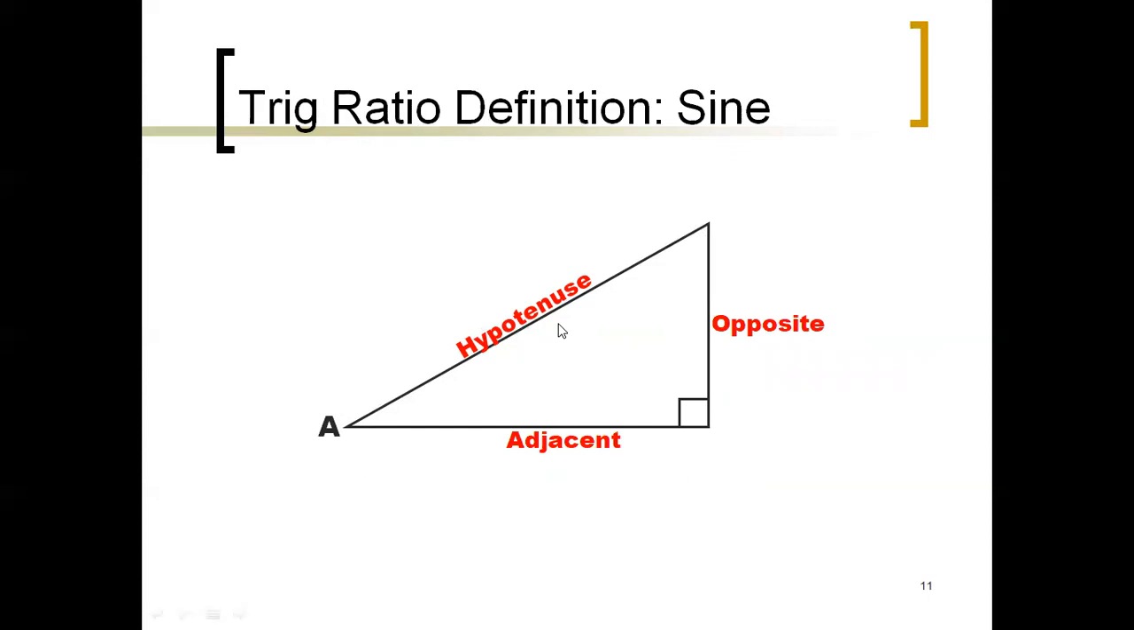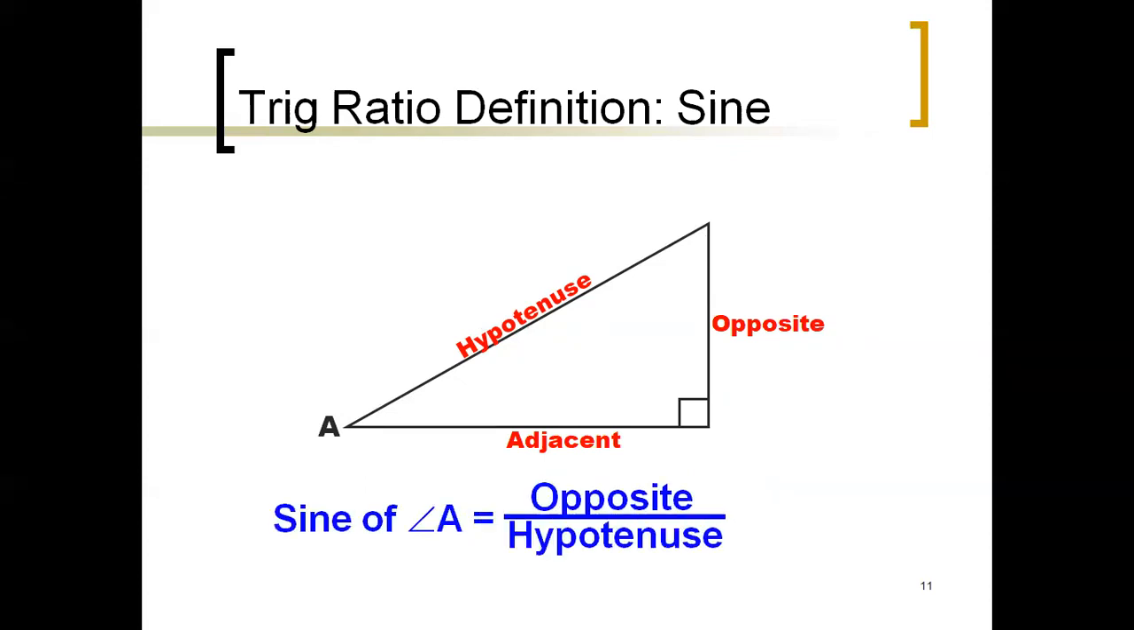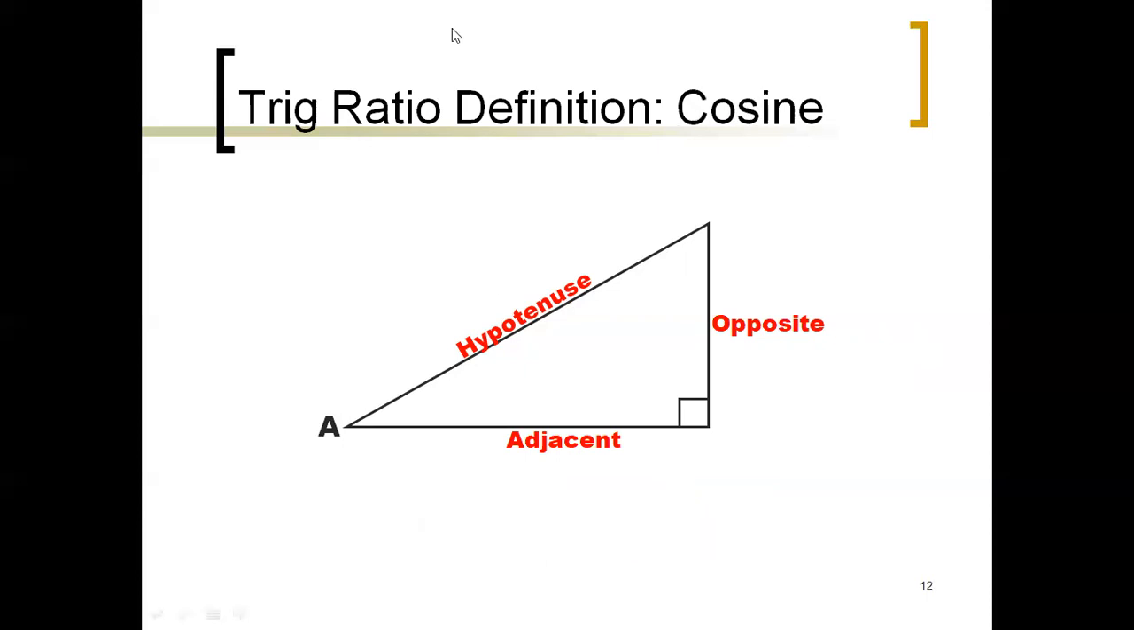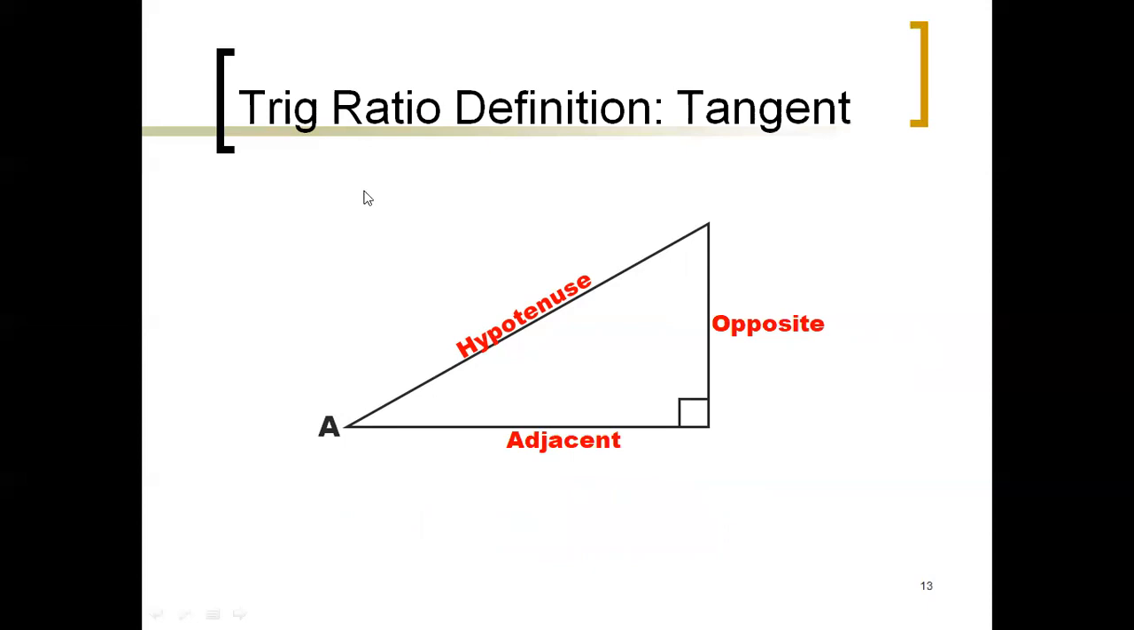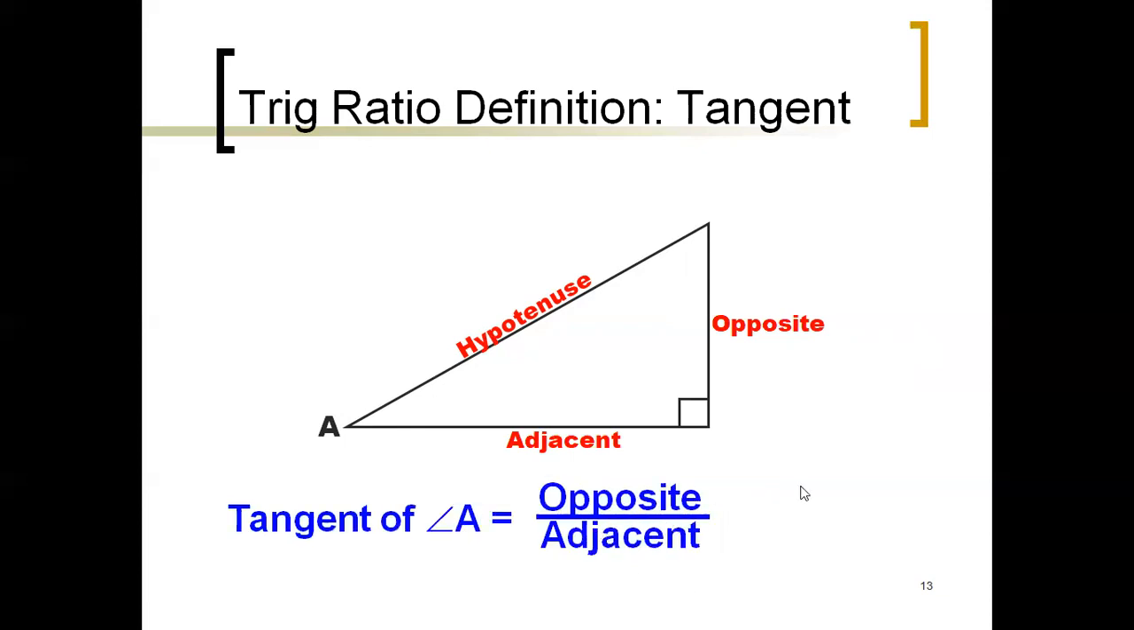Let's define the sine function. The sine of angle A is the ratio of the opposite side to the hypotenuse. The cosine of angle A is the ratio of the adjacent side to the hypotenuse. The tangent of angle A is the ratio of the opposite side over the adjacent side.